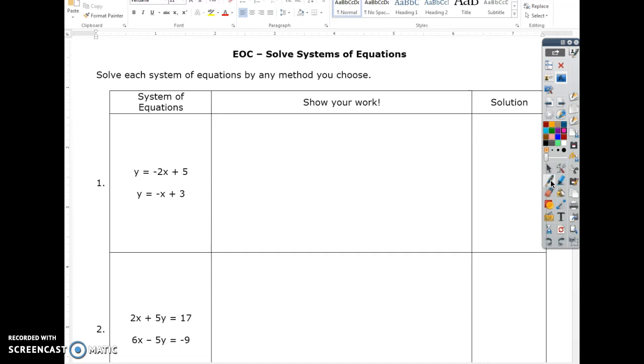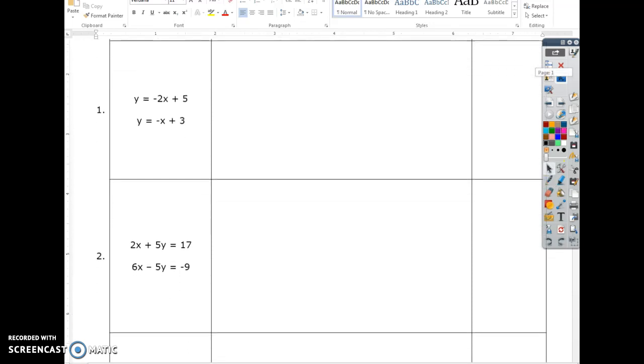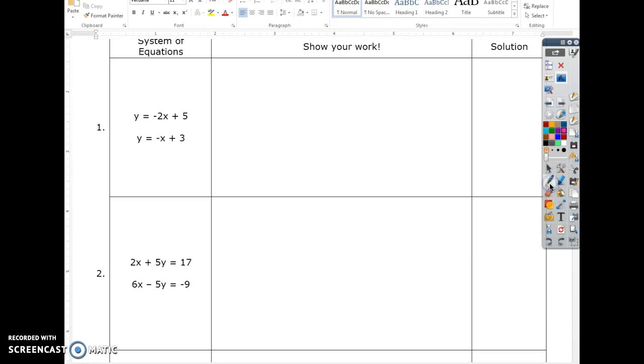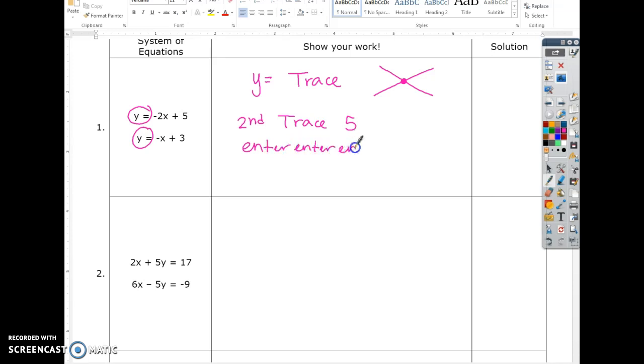What I would do for problem number 1 compared to problem number 2 is that for problem number 1, both of them are already solved for y. They're both in y equals. So I would just put both of them in y equals and hit trace. Make sure that they cross. Once you see that they cross, then you're going to press second trace 5 because that's the intersect. And then we're going to do enter, enter, enter. Okay, and I'm going to do this one with you.